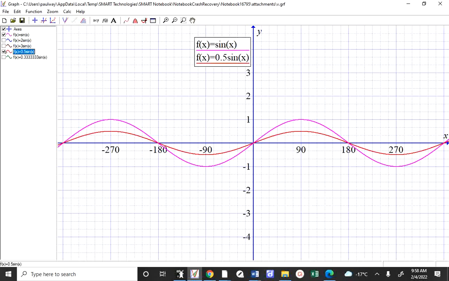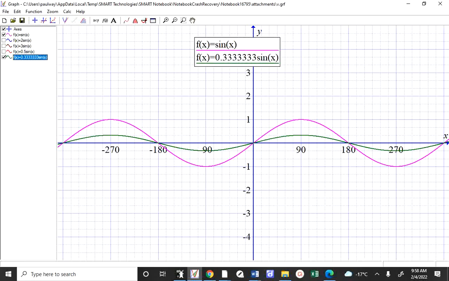This is 0.5 sine x. I'll give you a second to mentally digest that the pink graph has been squished by a factor of a half. By the way, I know it's tempting to say squished by a factor of 2, but that's not a good idea. It's been stretched vertically by a factor of a half because every point is half as tall. And this is a third, and you can see it's a third. All right.